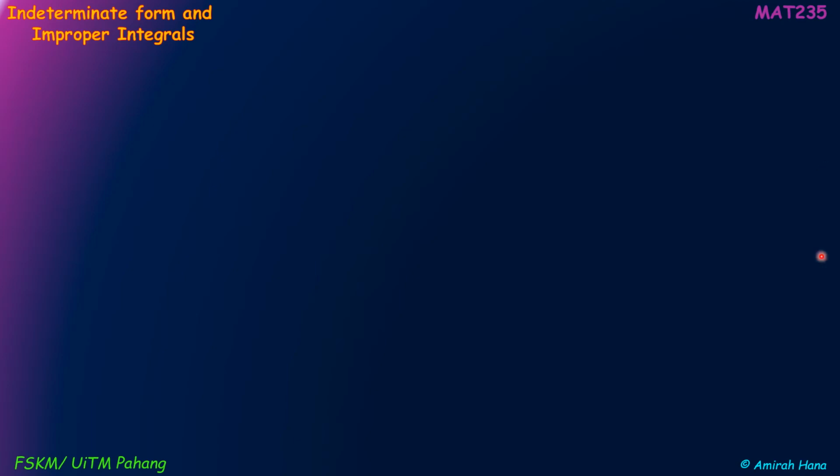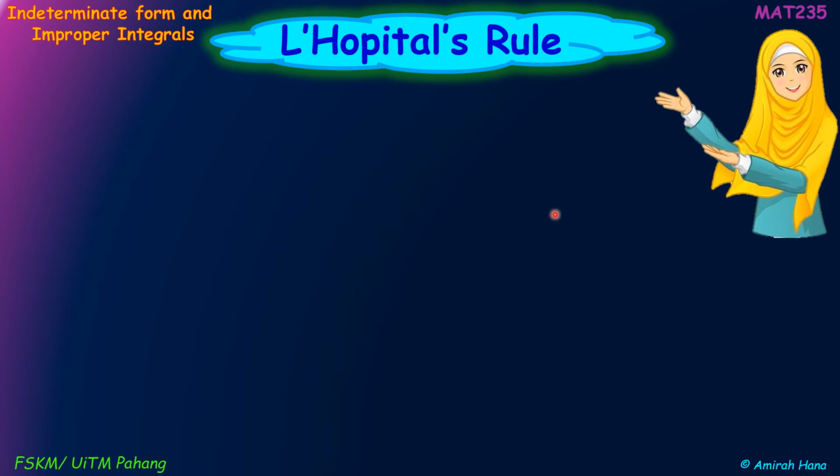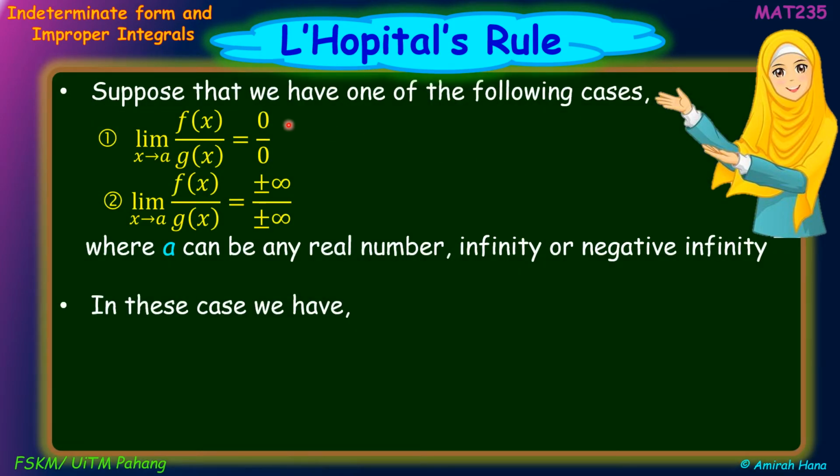In this video, we are going to discuss L'Hopital's rule. Okay, what is L'Hopital's rule? Suppose that we have one of the following cases. Number one, if we have limit x to a, f(x) over g(x) equals 0 over 0. And number two, if we have limit x to a, f(x) over g(x) equals plus or minus infinity over plus or minus infinity, where a can be any real number, infinity or negative infinity.